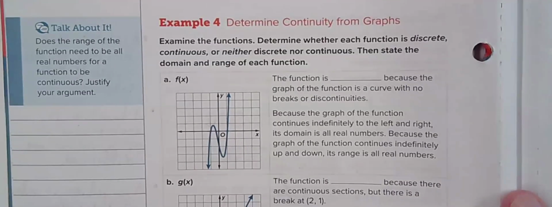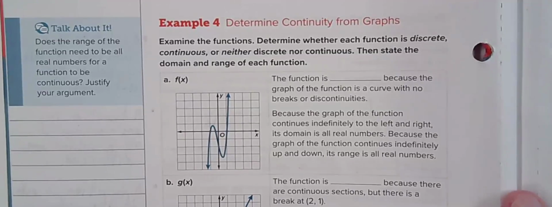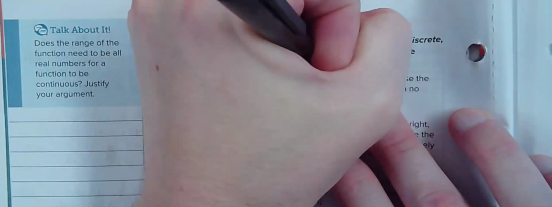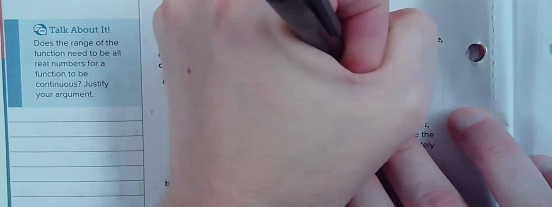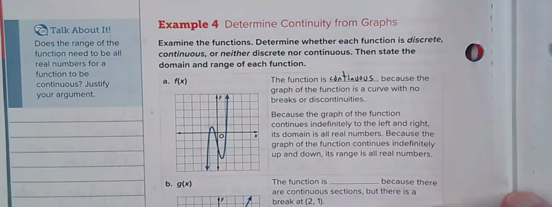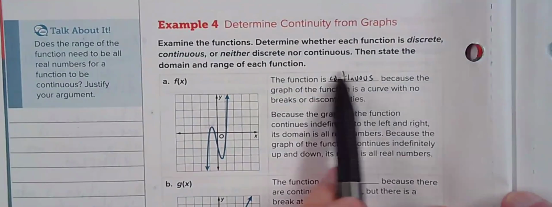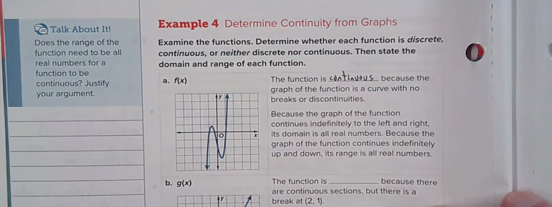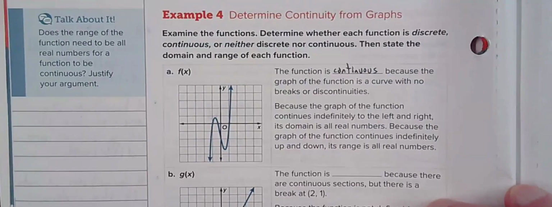So this would be what then? Continuous. Yeah. If it's just a smooth line or a curve, it doesn't break ever, it just continues on, that would be continuous. The function is, let's see if we can fit the word continuous in here. The function is continuous. If you need to write it above here, that's fine. It is continuous because the graph of the function is a curve with no breaks or discontinuities. So it doesn't stop, it just keeps going the whole way through.